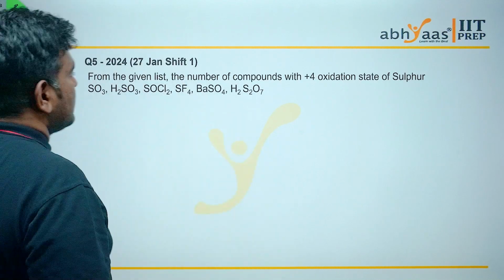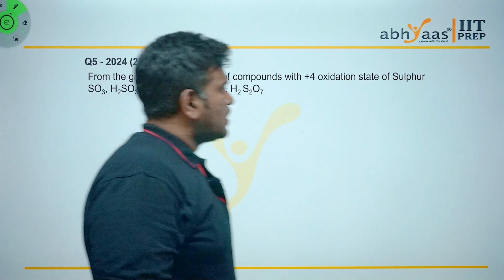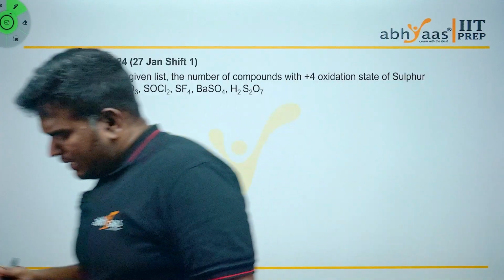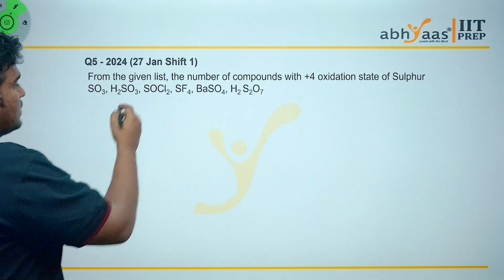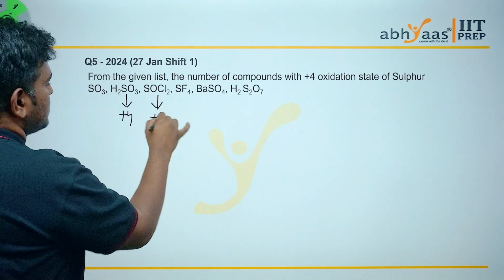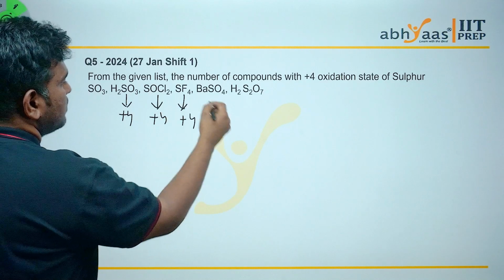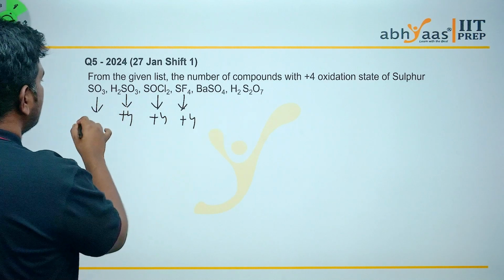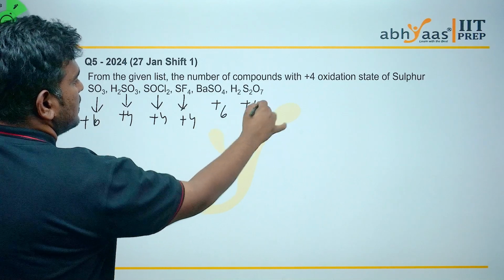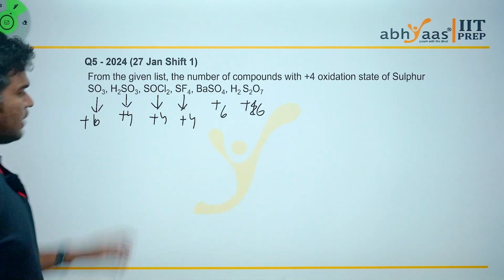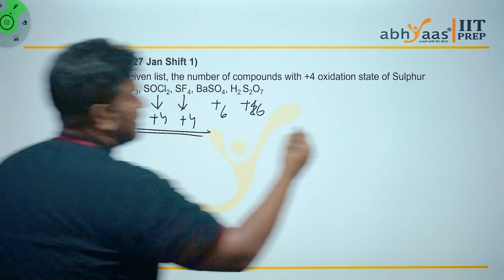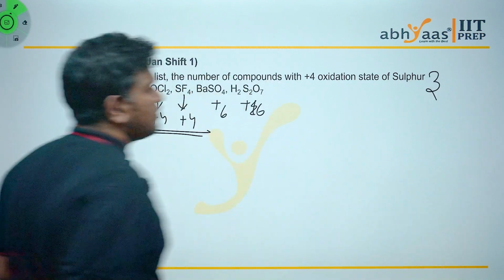From the given list, the number of compounds with +4 oxidation state of sulfur. So here I can easily say this particular H2SO3 will be having +4 oxidation state, SOCl2 +4, SF4 will be having +4, and here it will be +6, here it will be +6, +6. So how can we calculate this particular oxidation state? So the answer will be 3. 3 will be having +4 oxidation state.